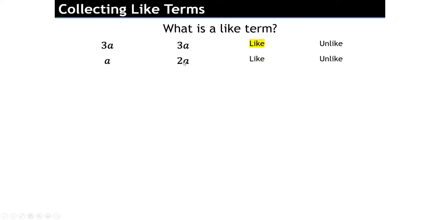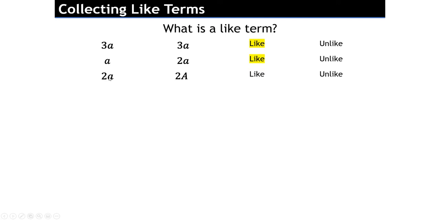Next one, we've got a and 2a, very similar to the first one because the a's are exactly the same. The integers at the front, there's an invisible 1 there. We don't need to write a 1 in algebra. These are also like terms because our a's, nothing else is happening to them apart from having an integer attached to them, which means multiply in algebra.